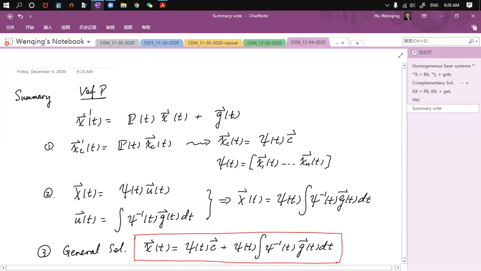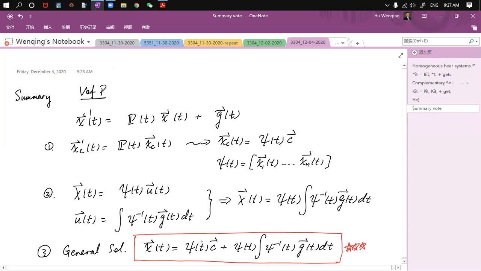Okay, so that's the general solution to the non-homogeneous problem. This is a super important formula that you must know how to implement in practice. Remember, in order to solve such a non-homogeneous system, I just needed to find the fundamental matrix for the corresponding homogeneous system.